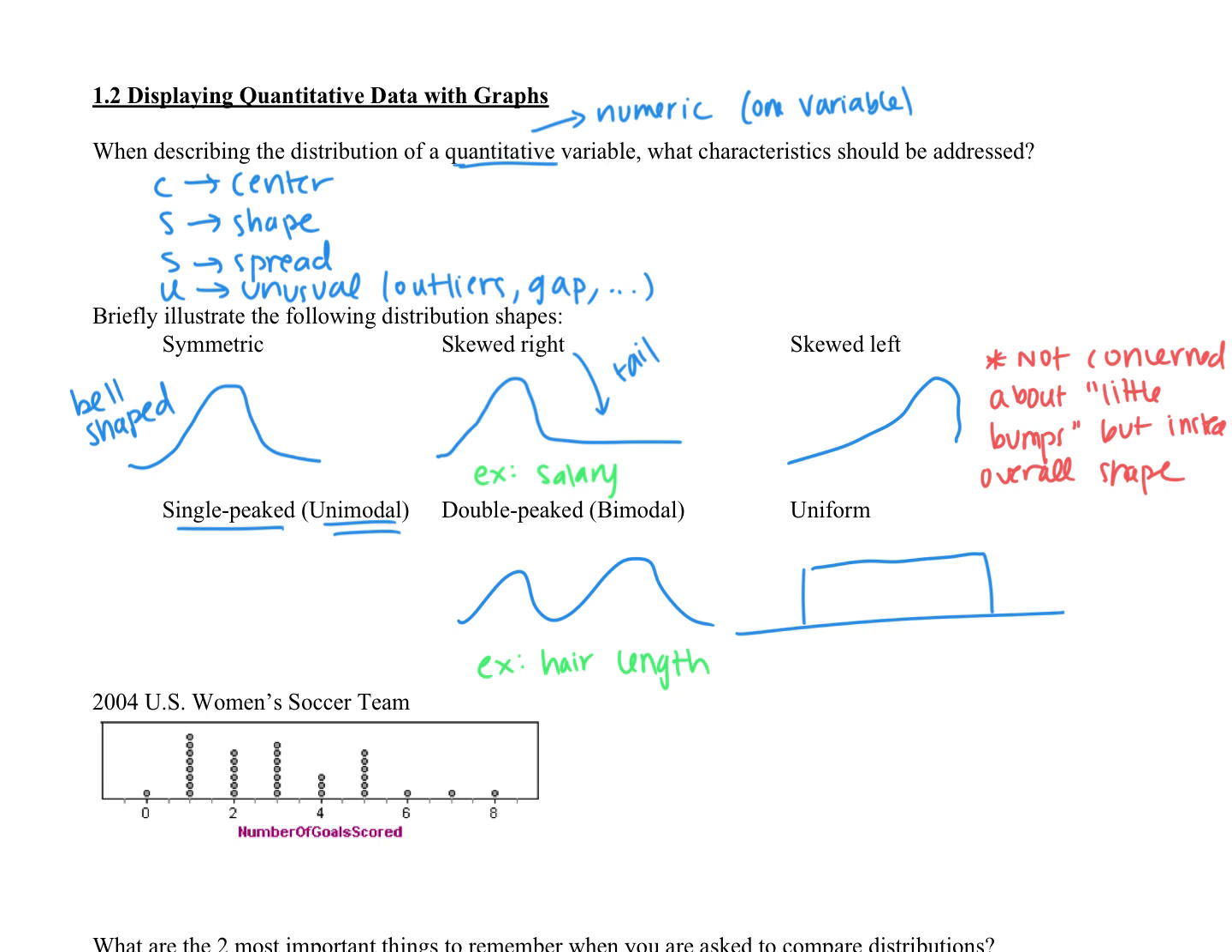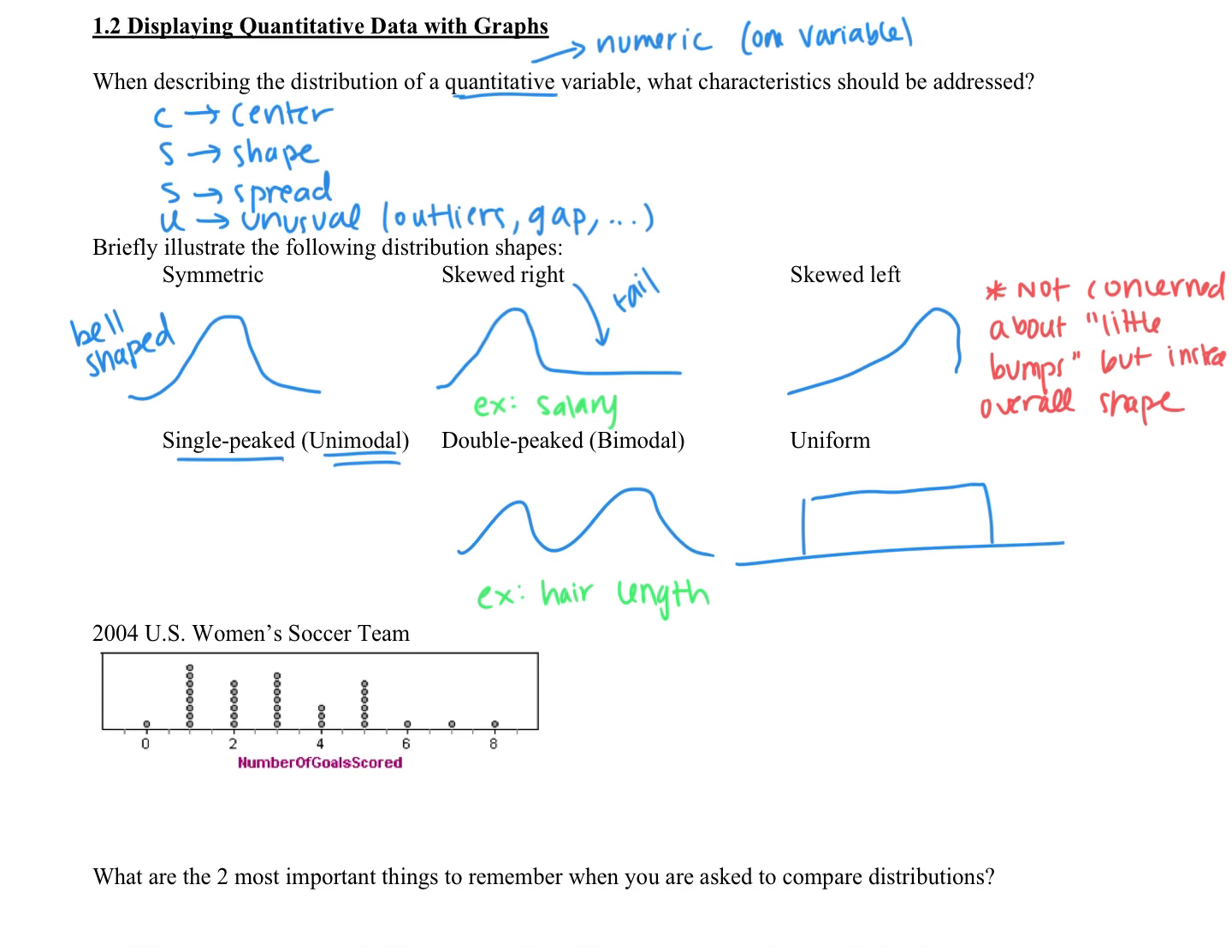Okay, here's where that's going. Here's what we have here, called a dot plot of the 2004 season of the U.S. women's soccer team. There's the number of goals that the U.S. women scored in each game. So I would ask you, describe this distribution. I don't care about each individual game. I want to know, as a whole, what the distribution looks like.